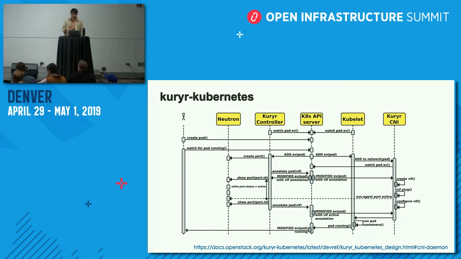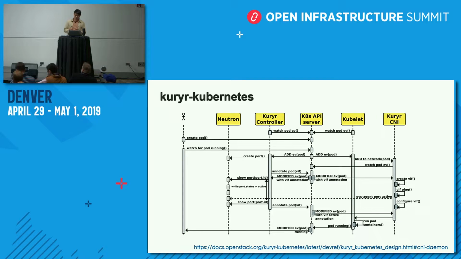Let's take a step further into Kuryr-Kubernetes. This is a picture from the documentation of Kuryr-Kubernetes. It describes the workflow of how a pod's network is provisioned. When a user creates a pod, the event will be sent to Kuryr controller and Kubernetes simultaneously, because they both watch the Kubernetes API. Kuryr controller will create a Neutron port for the Kubernetes pod. OpenStack Neutron, when it receives the port creation command, will allocate an IP address and a MAC address for that pod, and then Kuryr controller will inject that information back to Kubernetes.